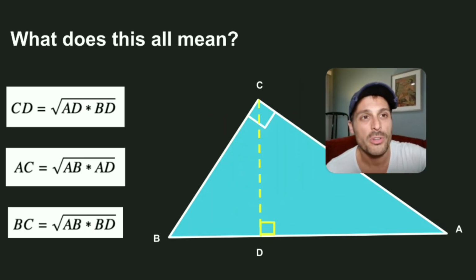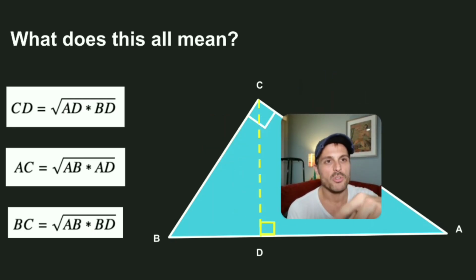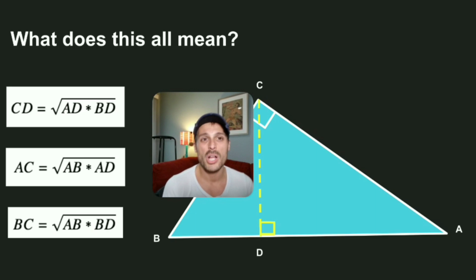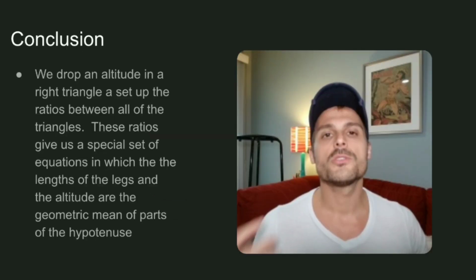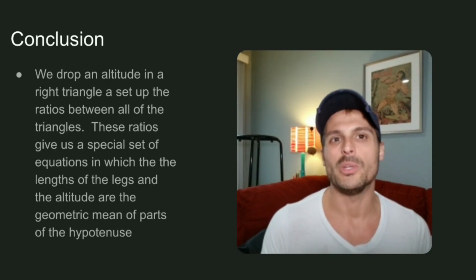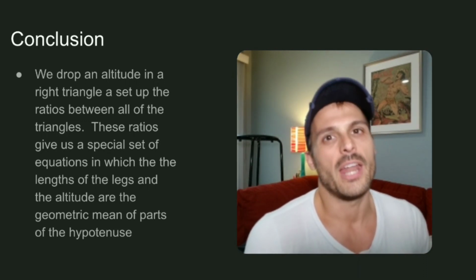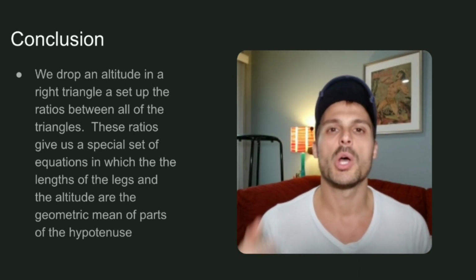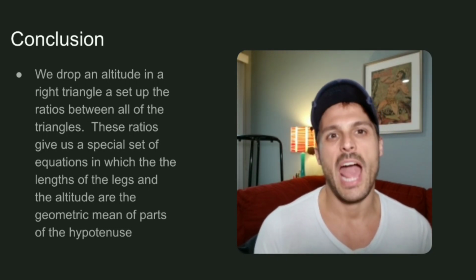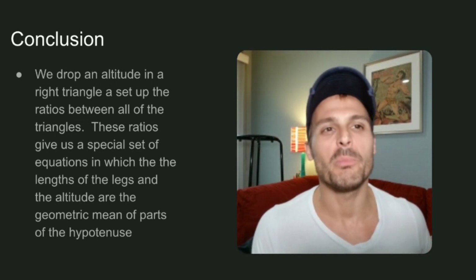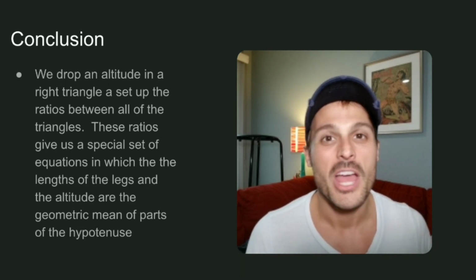And we could even take this a step further. I could drop an altitude in the medium triangle here and the small triangle, and we could explore those relationships. We're going to get the same type of results there, and we can just continue doing that on to infinity and looking at those fun sequences. So what can we conclude from all of this? Well, when we drop an altitude in a right triangle, we can set up the ratios between all of the smaller triangles that make up that larger triangle because we have similar triangles. And that, ladies and gentlemen, is why the geometric mean is actually nice. Thank you for watching.